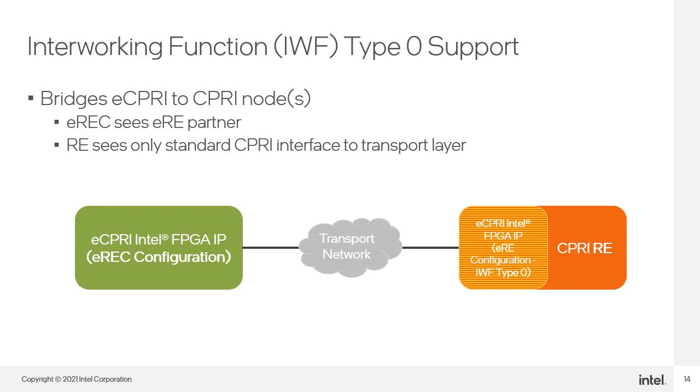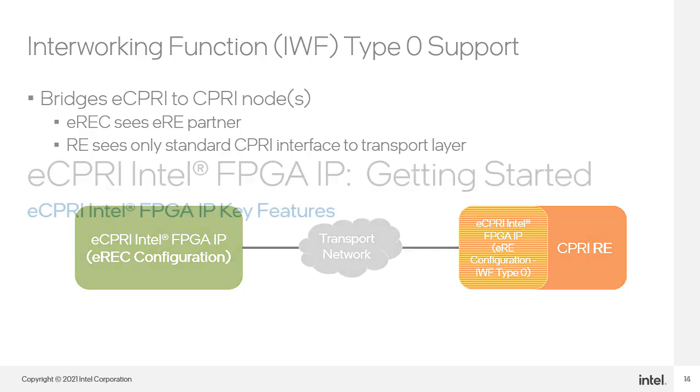When IWF type 0 support is enabled, bridge logic is inserted between the eCPRI node and the eCPRI link, so that the eCPRI link sees an eCPRI connection when looking towards the node, but the eCPRI IP sees only a standard eCPRI interface.